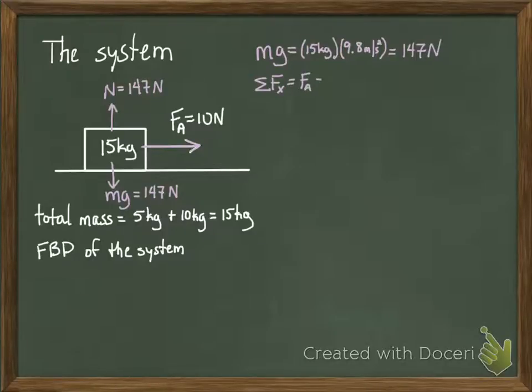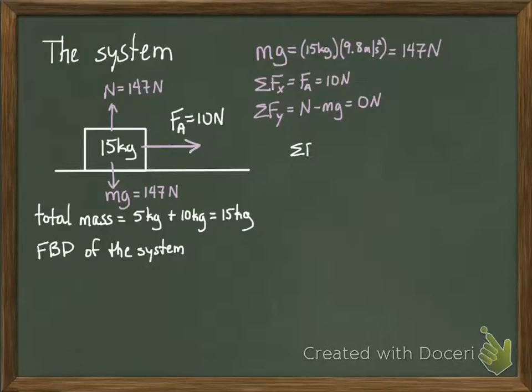Now if I look at the net force in the x direction, I only have one force. It is the applied force, and it is 10 newtons. If I look at what's going on in the y direction, I have the normal force, I have the weight in the negative direction, and those add up to 0 newtons.